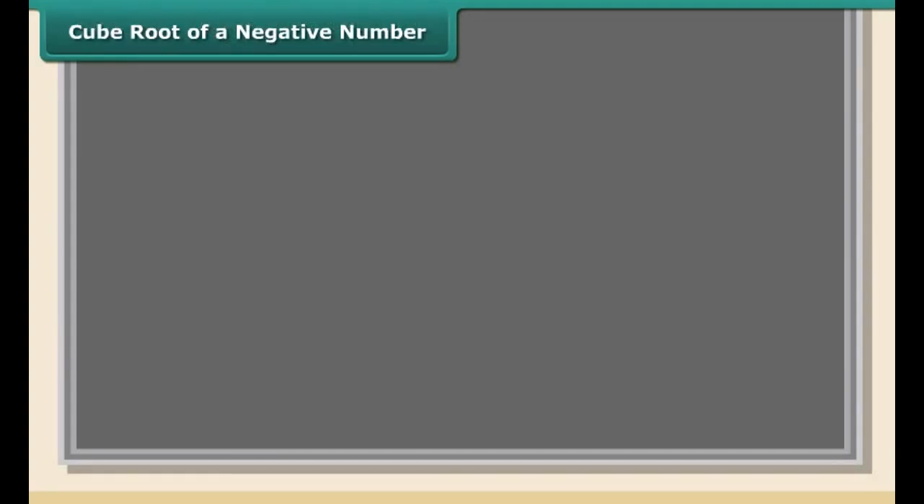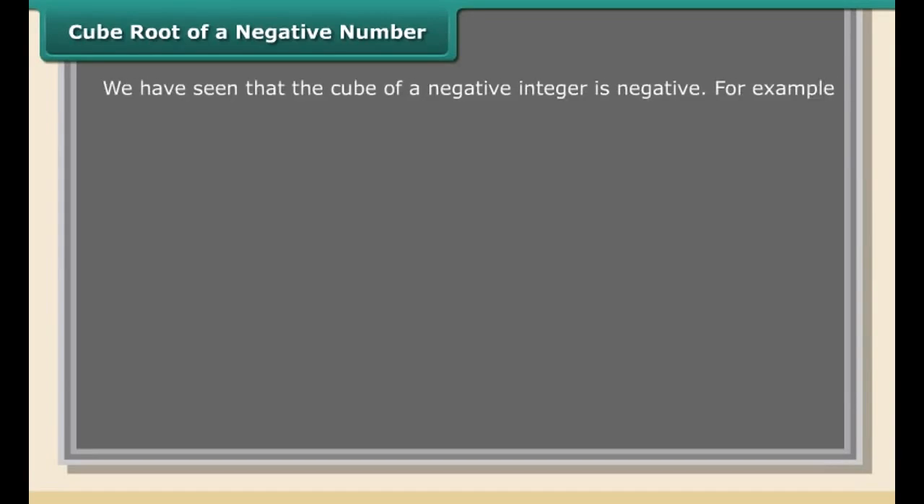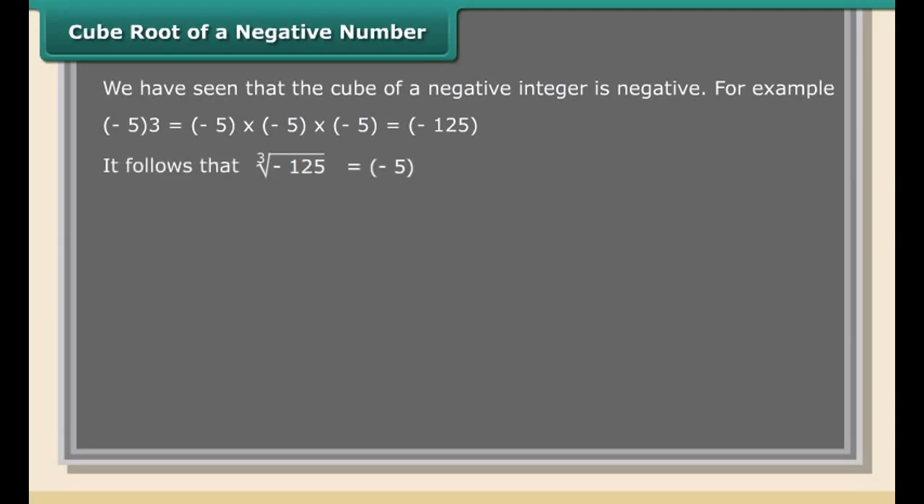Cube root of a negative number. We have seen that the cube of a negative integer is negative. For example, (-5) cube is equal to -5 into -5 into -5, which equals -125. It follows that cube root of -125 is equal to -5. That is, cube root of -125 is equal to minus cube root of 125, that is, -5.